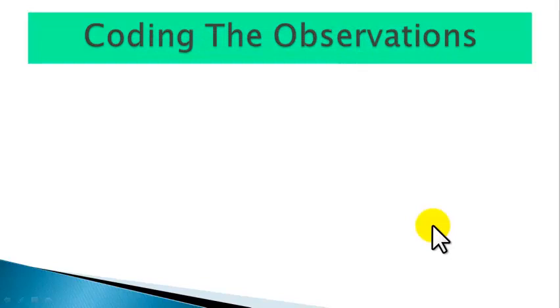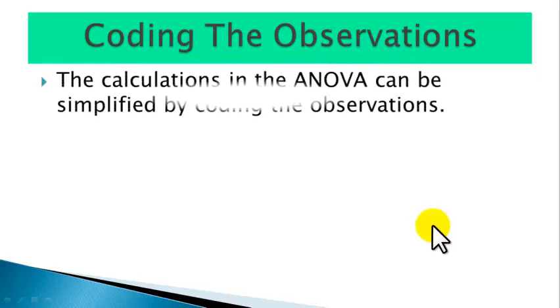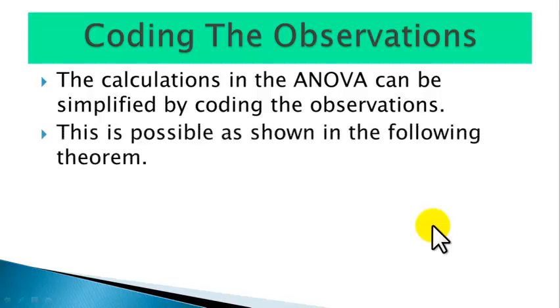Coding the observations. The calculations in the ANOVA can be simplified by coding the observations. This is possible as shown in the following theorem.